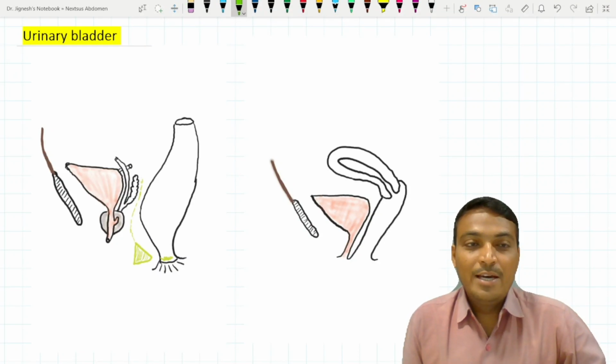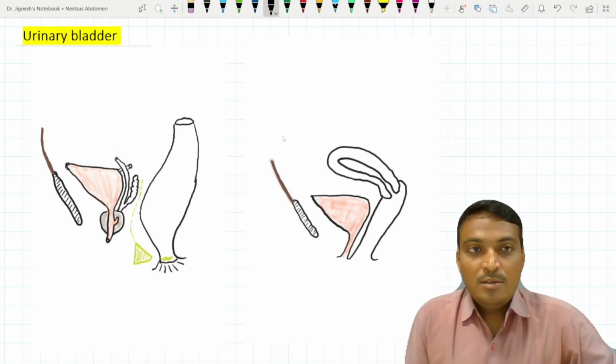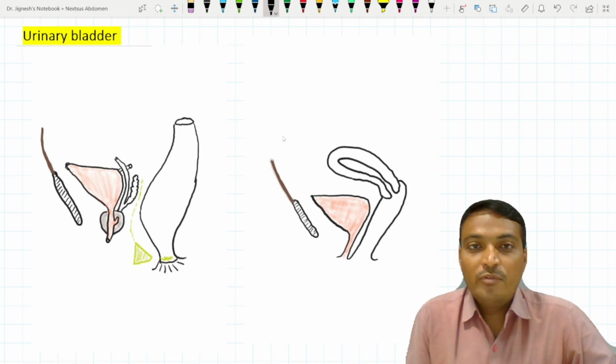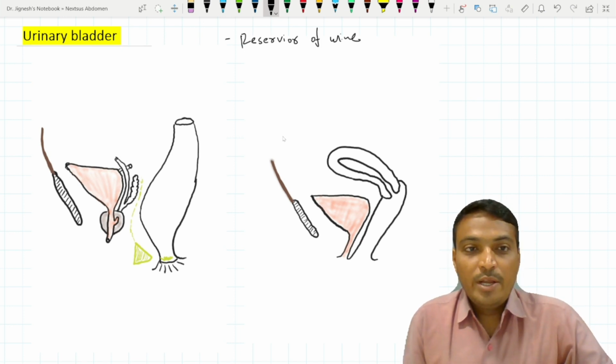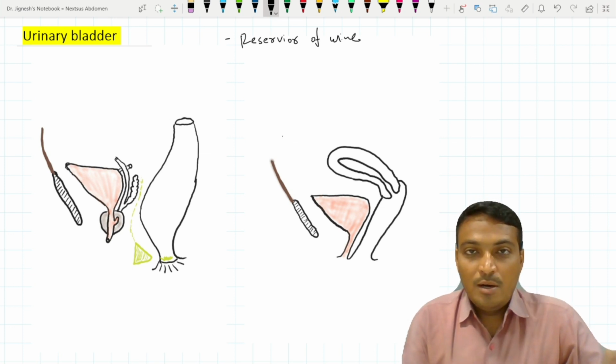Hello friends, let's see the anatomy of the urinary bladder. This urinary bladder is a hollow viscus or organ which acts as the reservoir of the urine. When we see the position of the urinary bladder, it depends upon the age of the individual and the amount of the urine present within the bladder.